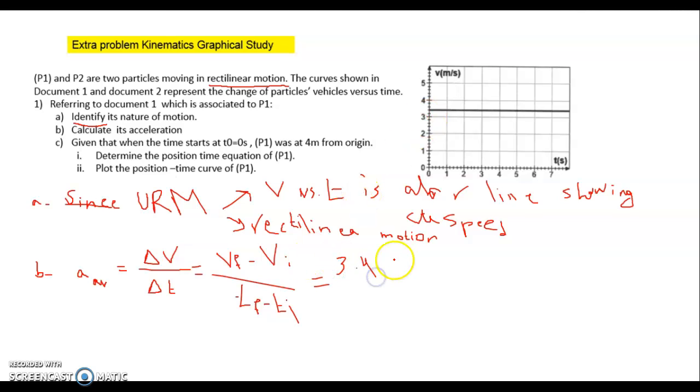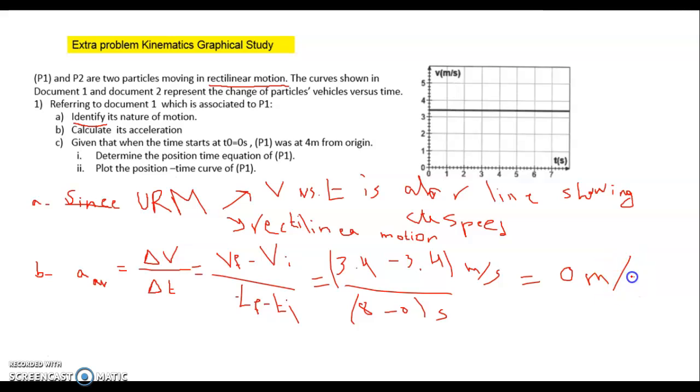3.4 minus 3.4 meter per second, over T final 8 minus 0 seconds. So it's 0 meter per second squared, because 3.4 minus 3.4 is 0. You have to write the unit, meter per second squared, even though the number is 0.